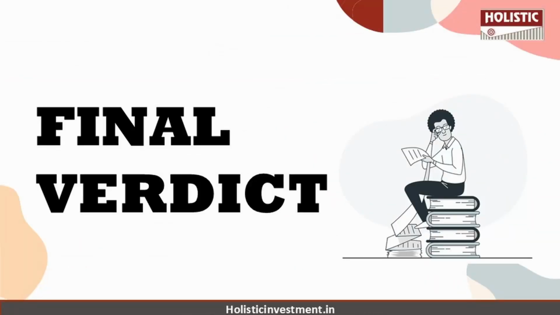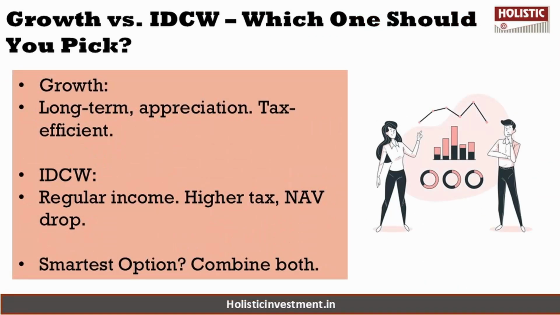So what is the final verdict? Between growth versus IDCW option, which one should you pick? Here's a simple way to decide. Choose the growth option if you're investing for the long term, like 5+ years, or if you want higher capital appreciation, or you don't need regular income from your investment and you prefer a more tax efficient investment strategy. Choose the IDCW option if you need regular income, for example you are a retiree, or you're okay with your NAV reducing over time and you don't mind higher taxation on payouts.